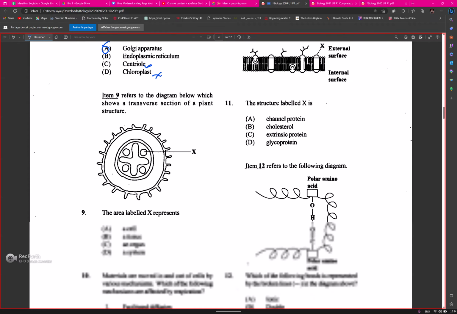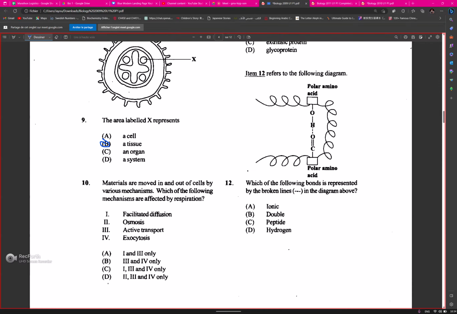Right, 9, the area labeled X represents, say, 10, but yeah, 10. Materials are moved in and out of cells by various mechanisms. Which of the following mechanisms are affected by respiration? Go ahead.